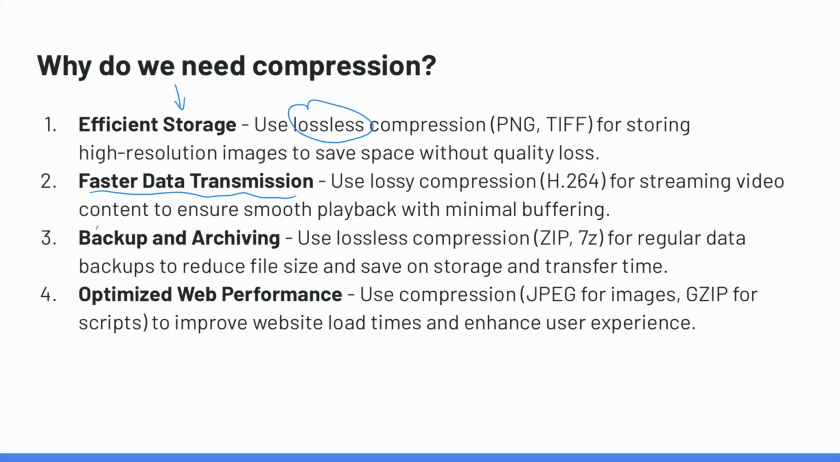We may have a large amount of data to back up in an archive, and we might want to use compression in order to minimize the amount of data we're adding to that archive. And finally, we might want to use compression for optimized web performance, particularly with things like images. If we have a smaller file size for an image, the less amount of time it's going to take for that image to load on a website, and that's going to enhance user experience.